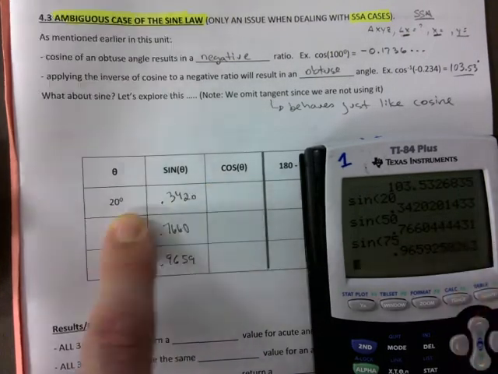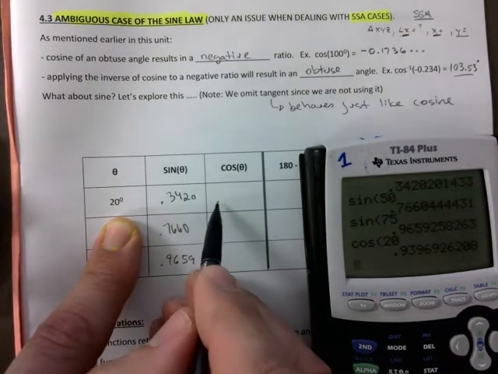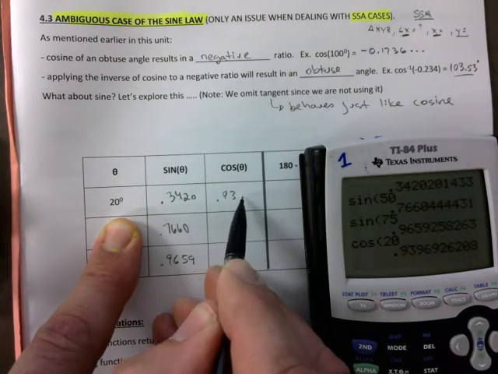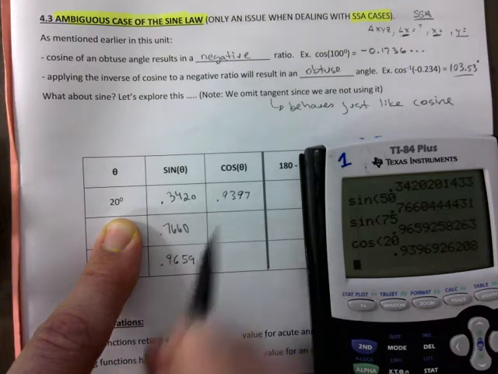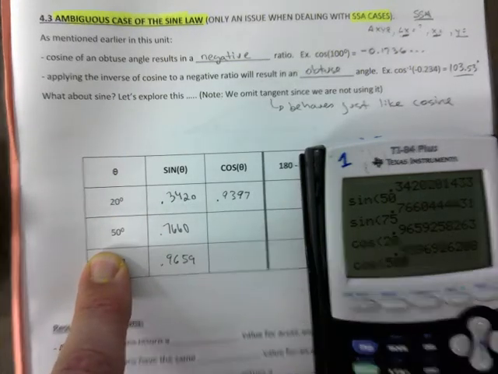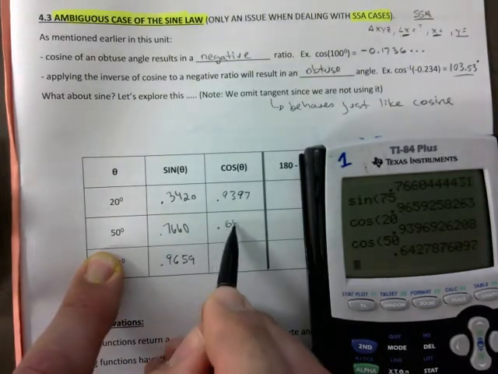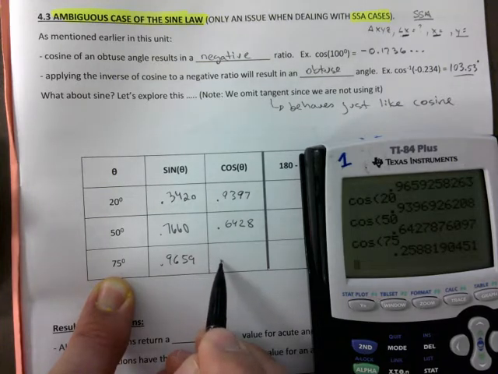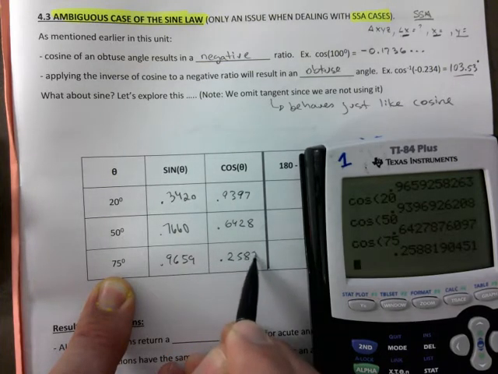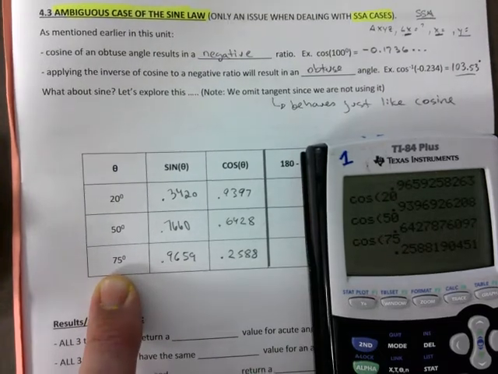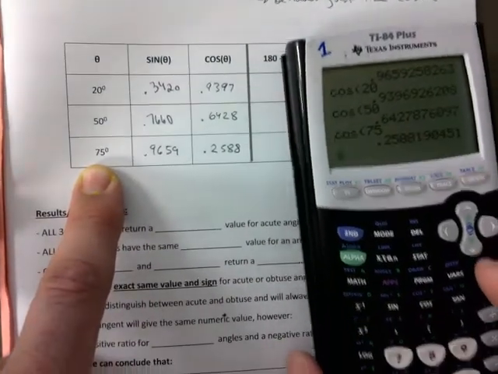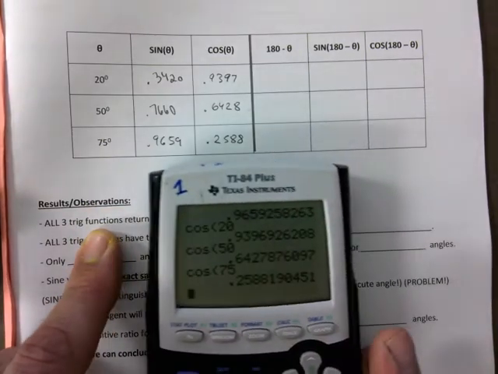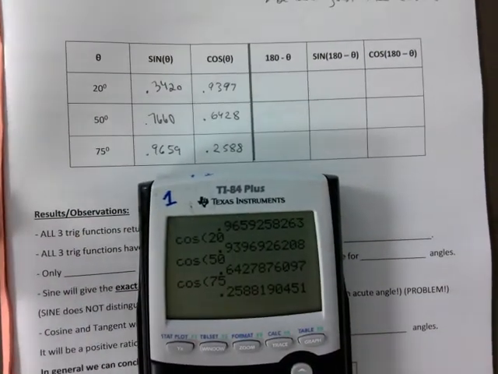Let's do the same thing for cosine. So cosine of 20, that's 0.9397 rounded. Cosine of 50. So just write this down. You don't need to worry about it actually, because I know you know how to do this. Right? So it's the pattern that I want you to focus on. Okay, so you've got those values filled in there. You've got those down. That's easy, right?